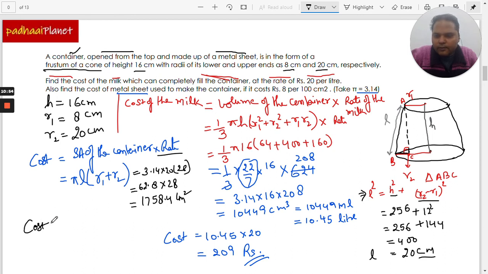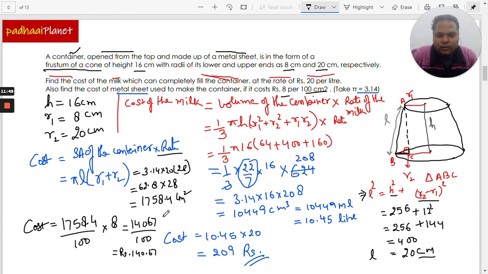And we also have to multiply this with the rate. So the final cost will be 1758.4. Now that's rupees 8 per 100 square centimeter. So the whole thing needs to be divided by 100 and multiplied by 8. So the answer is going to be, let's just multiply this. So that's like 14,067, and that's to be divided by 100. So this is first of all coming to 140.67 divided by 100, right? So finally what it comes to is rupees 140 rupees 60 paisa. Now that's the cost which is coming for the metal sheet which is used in making the container.